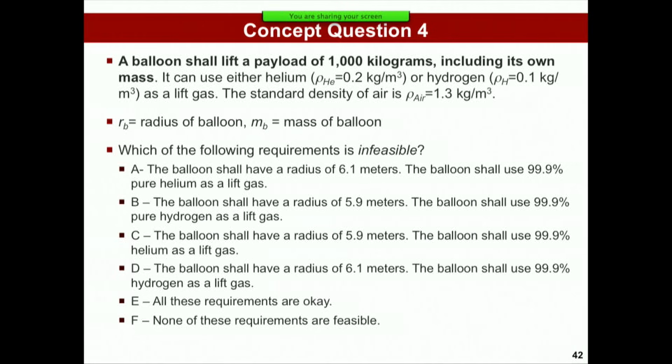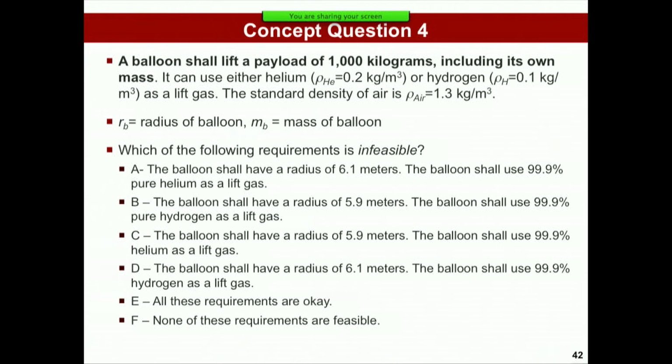Okay? All right. So let's do this in a simplified way. This is going to be our last concept question for today. The higher level requirement is a balloon. Those of you that have done unified engineering here, we did this in unified. A balloon shall lift a payload of 1,000 kilograms, which includes its own mass. You can use either helium, which has a density of 0.2 kilograms per cubic meter in standard atmospheric conditions, or hydrogen, 0.1. I've rounded these numbers. As a lift gas, the standard density of air is 1.3.